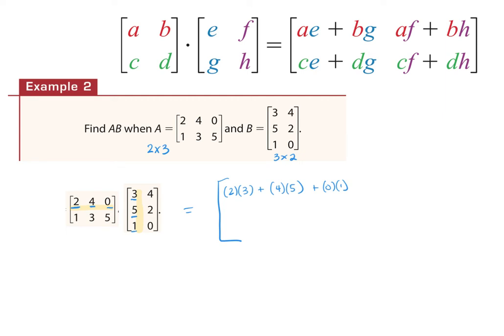When I get to the bottom of that column, I am done with my first element. Then I'm going to use that same row, but I'm going to go to my next column. So now I'm going to go down this column here. And I'm going to say 2 times 4 plus 4 times 2 plus 0 times 0. And I am out of columns, so I'm going to move on to my next row.